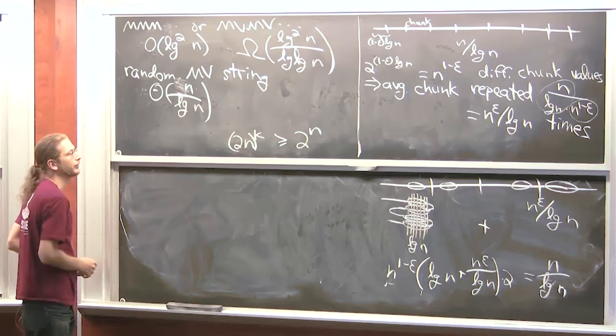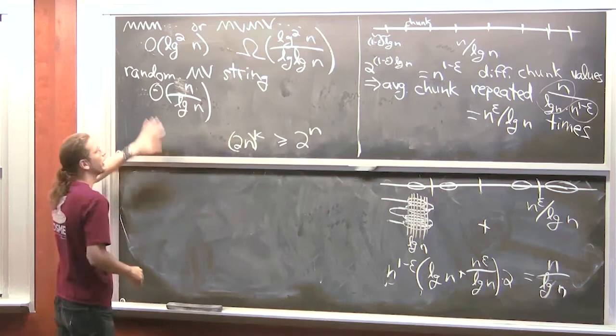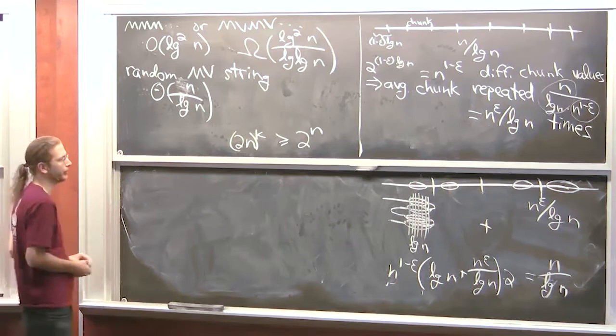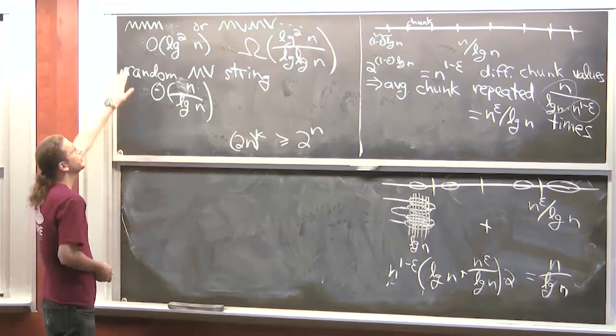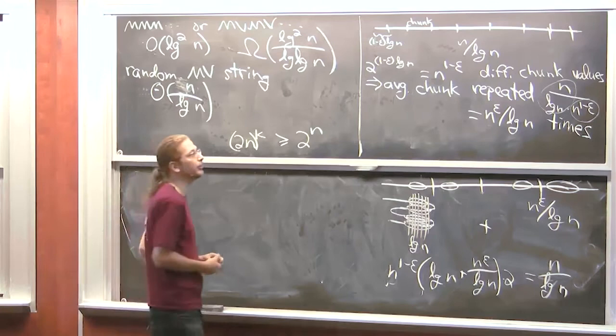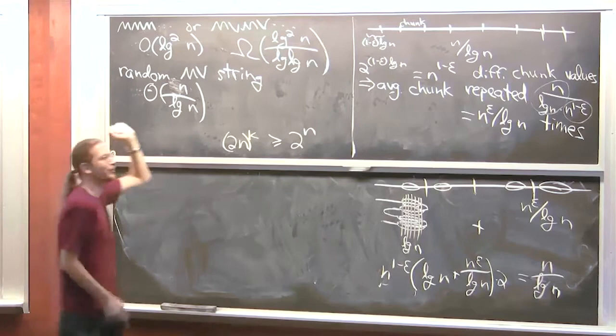And because this is an information theoretic argument, this works in the average case as well. Take a random example, you need at least n over log n. Most examples, high probability, will need n over log n. So that's those lower bounds. Let me briefly tell you about this log squared upper bound. It uses the same idea, but because everything is repeated in the MMMM string, it's a lot easier to do this kind of folding. Oh, sorry, there's one step I left out here.